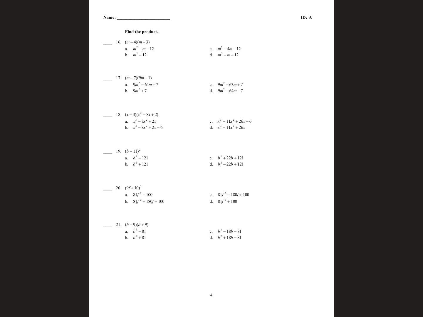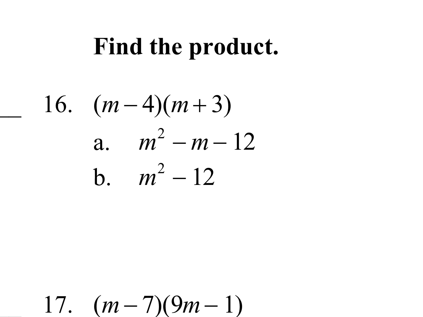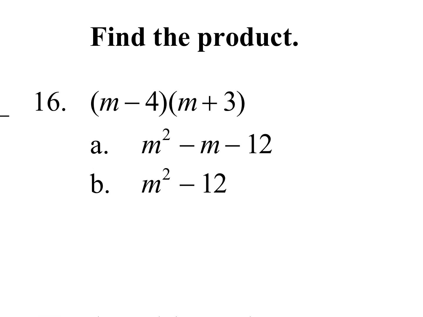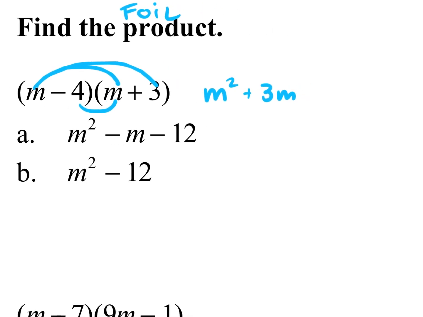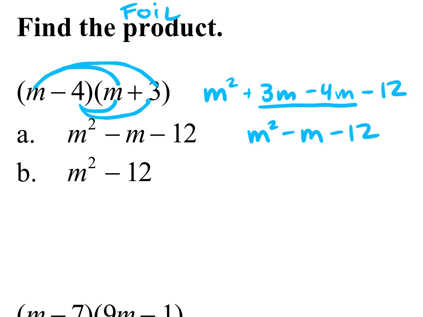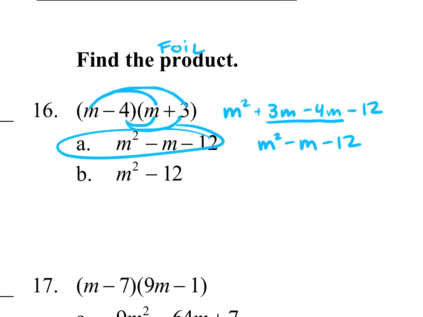For the next page, we are multiplying. How would I multiply these together? FOIL. So I've got to FOIL them out. So multiply the first, this would be m squared. The outer would be 3m. The inner, minus 4m. And then the last would be minus 12. So m squared minus m, because we're combining our like terms now, minus 12. So we just FOIL and combine like terms.